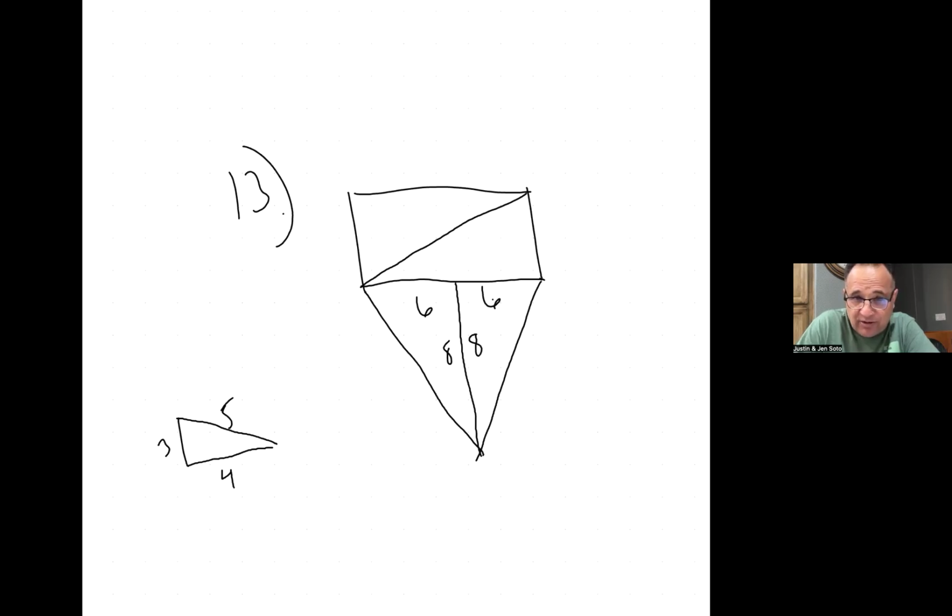Look at these two legs, 6 and 8, which is 3 doubled is 6, 4 doubled is 8. You could go 36 plus 64 equals 100, and the square root of 100 is 10, right? So that's 10, that's 10. See how I got 10 there? Or you could realize that the 3 and the 4 doubled are 6 and 8, and 5 doubled is 10. You'd see how it works out. So those two are 10, 10.